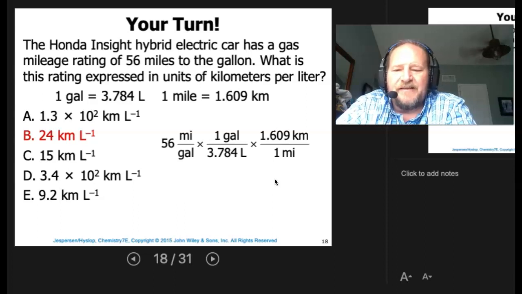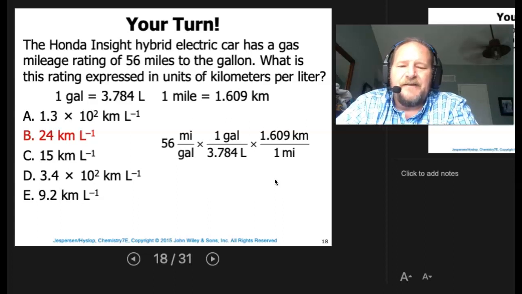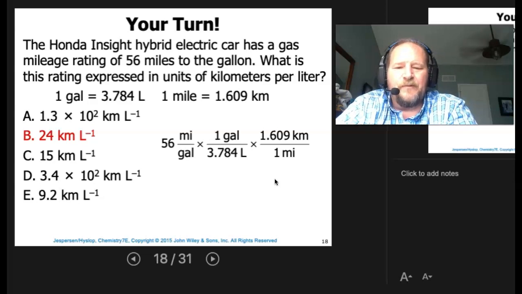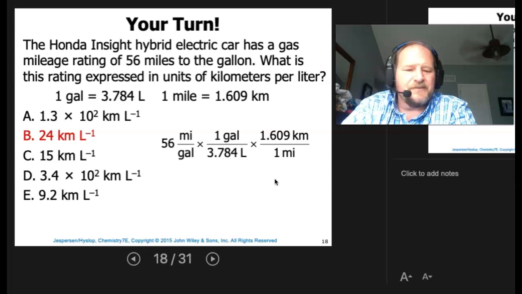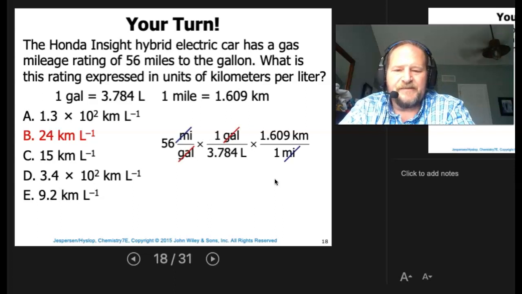I want to get rid of gallons. So 1 gallon over 3.784 liters. And then I want to get rid of miles. I want that in kilometers. So I'm going to multiply that by 1.609 kilometers per mile. Here I can see my gallons will cancel out, leaving me liters. And here I can see the miles will cancel out, leaving me kilometers.